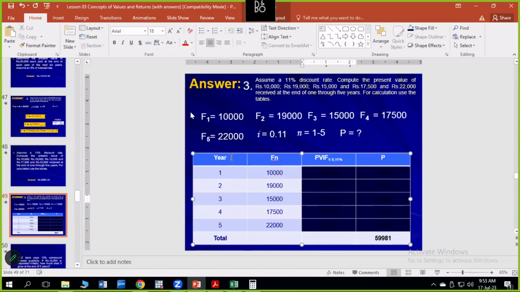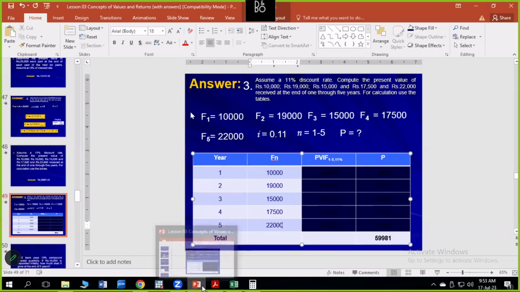So first, in the first column: 1, 2, 3, 4, 5. Then put the FN values: 10,000, 19,000, 15,000, 17,500, then 22,000. Then you want to find out this value. That is the major task. So how can you find the present value interest factor?